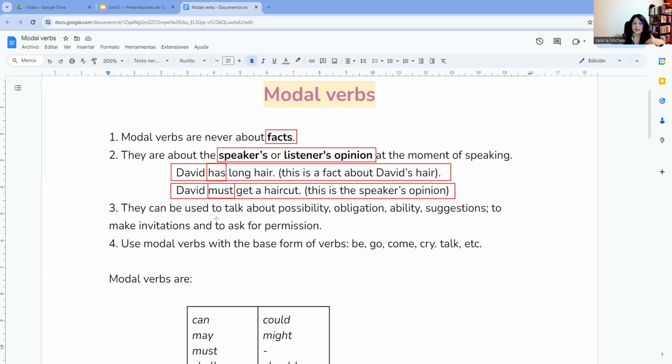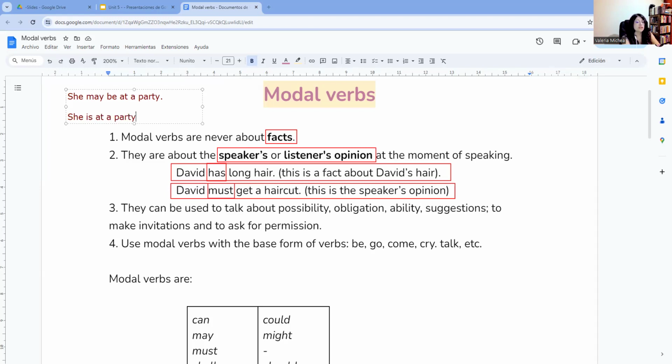They are about opinions that we have about things. For example, again, if I say my sister is late, she may be at a party. This is still my opinion, even if I have some evidence, because I know she likes parties. I know it's Friday, so it's very possible that she's at a party. It's still my opinion. If I'm sure that she's at a party, I'm not going to use modal verbs. I am going to say she is at a party.